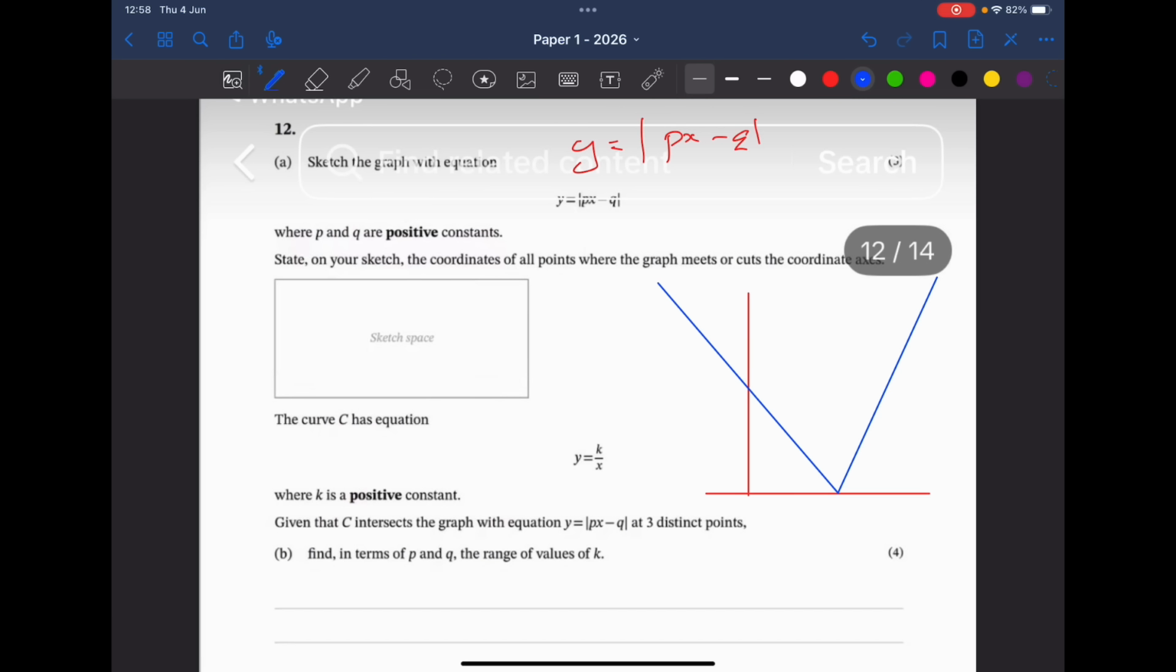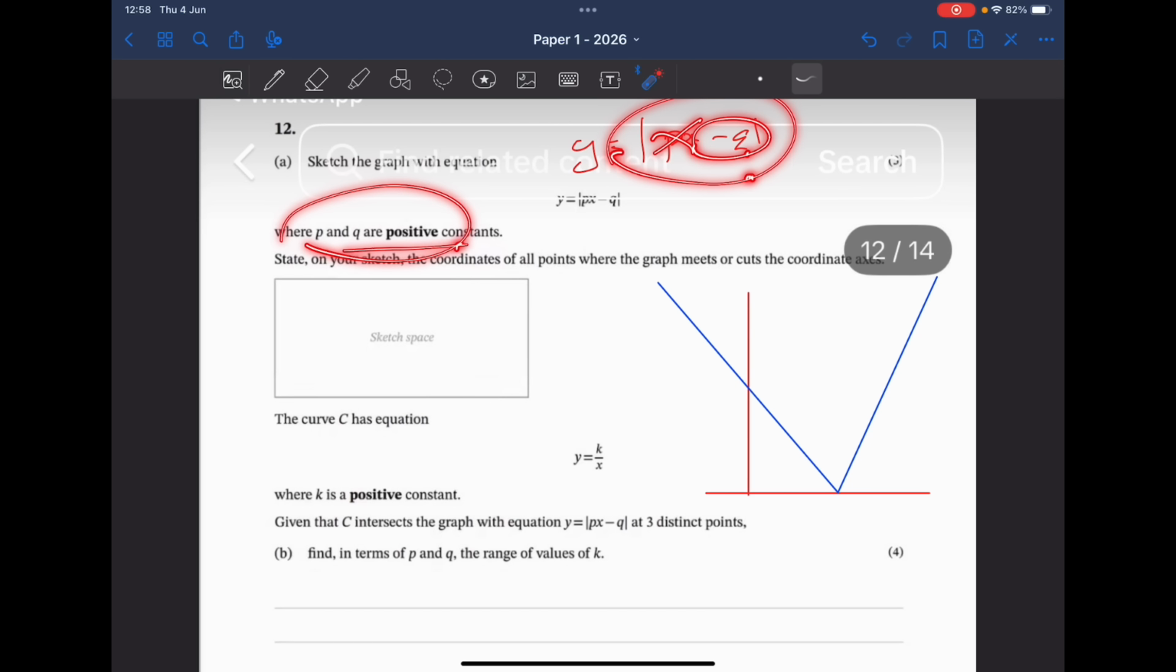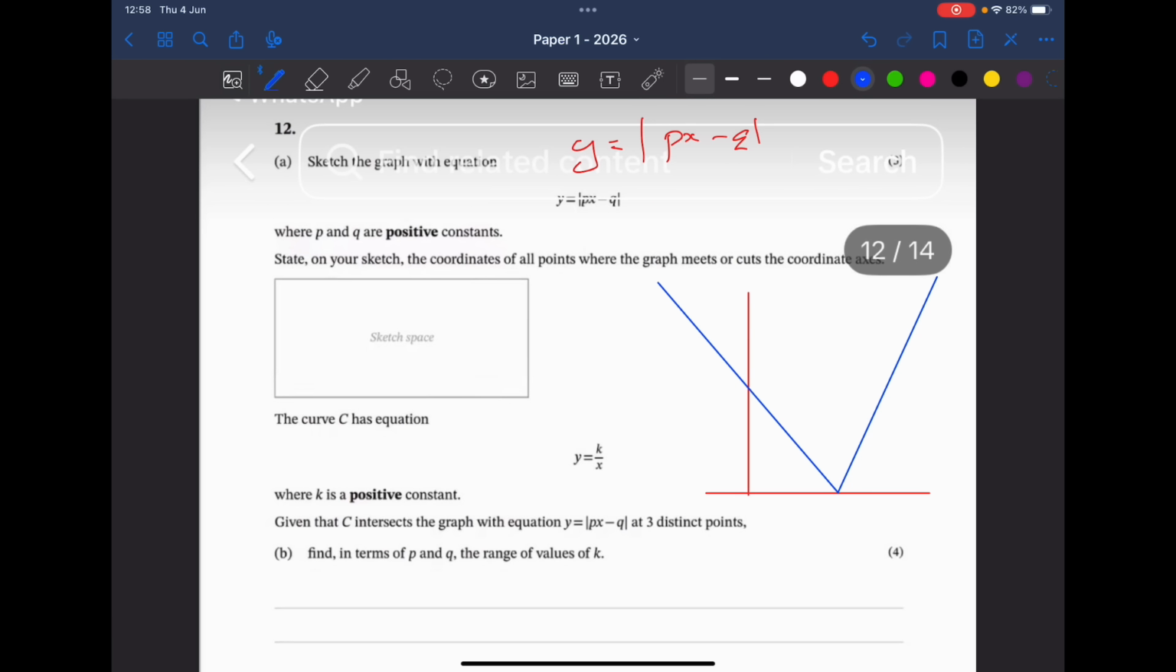They should be the same gradient. Obviously, it's hard for me to do that in the drawing here, but they should be the same. Where these bits cross over, if we plug in x is 0, what happens? We have minus q. We do the modulus of it. We knew q was positive, so it's going to turn it back into the positive value of q. The other way around, if we make the actual modulus be 0, then px minus q equals 0. So x is q over p.